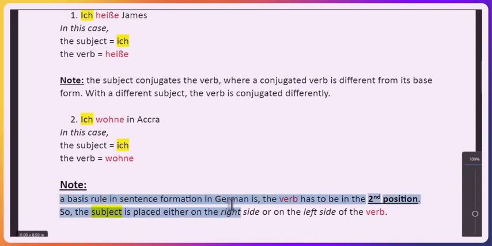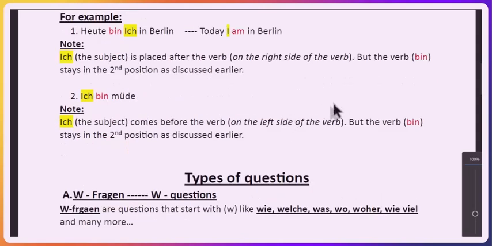This one is that in most cases in sentences, the verb will take the second position. If you know this one, that's all. Don't confuse yourself. The only confusion you need to think about is the exception. If you know the exception, that's all.